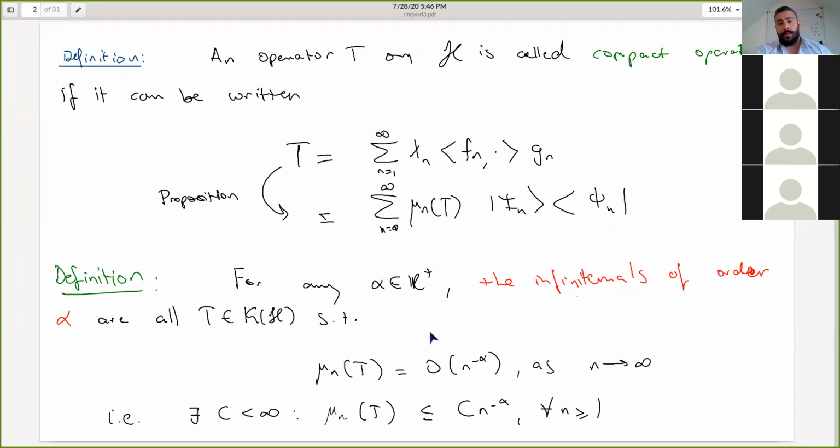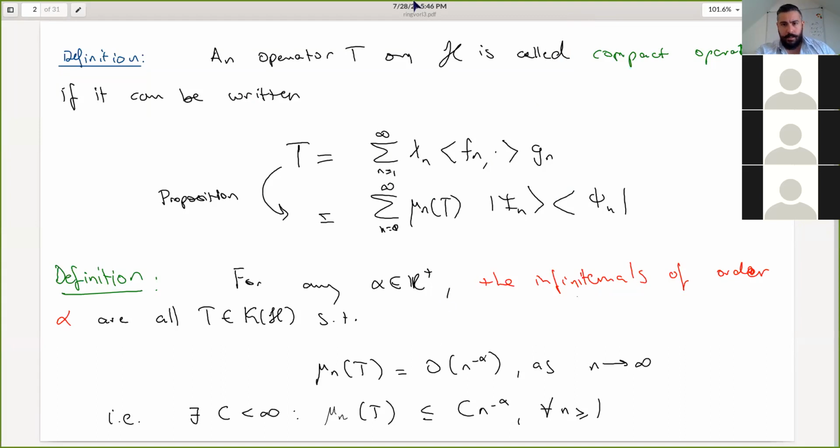We further defined that for any alpha in R plus, the infinitesimals of order alpha are all those compact operators such that the singular values satisfy mu n of T less than or equal to C n to the minus alpha for all n greater than 1, right?